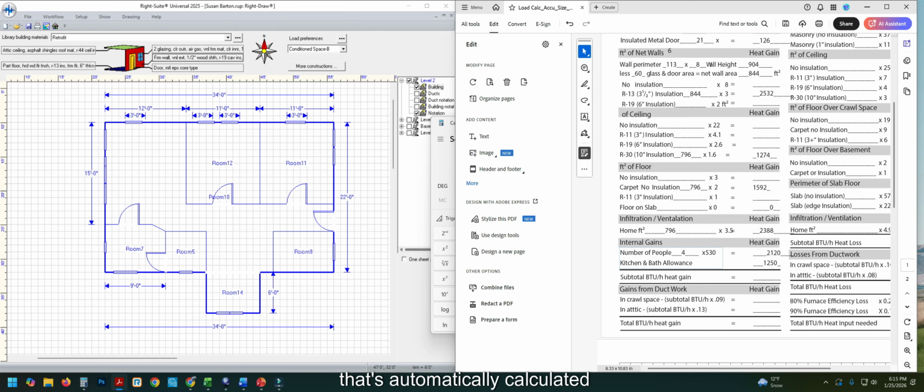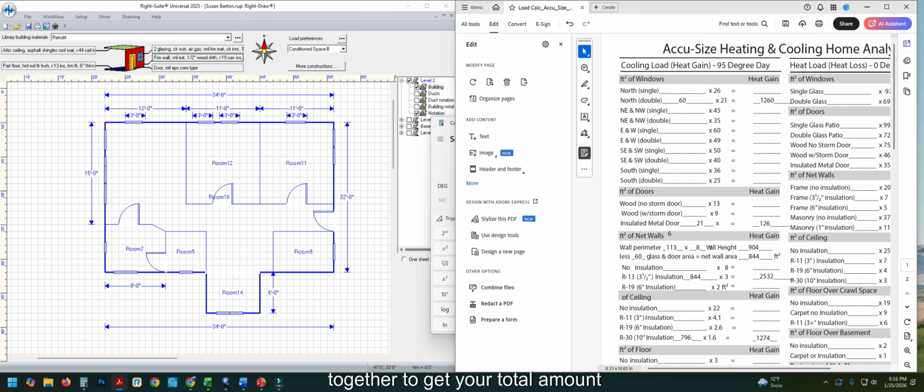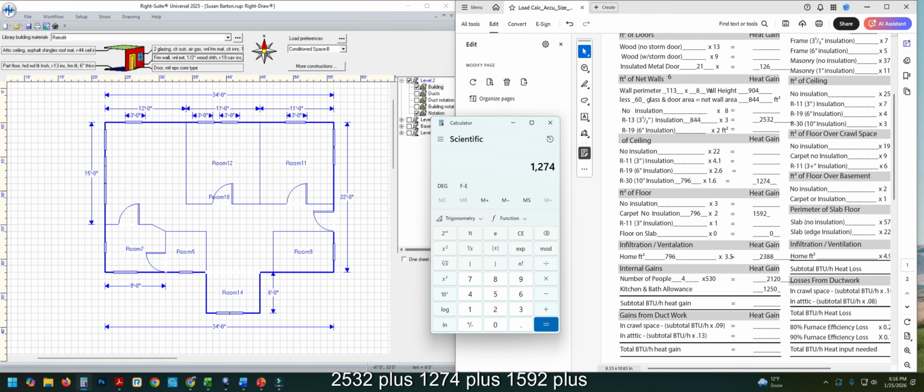A kitchen and bath allowance is automatically calculated, and then all you have to do is add up all these different values together to get your total amount. So we'll have 1260 plus 126 plus 2532 plus 1274 plus 1592 plus 388, and then we have the 2120 and 1250. All right.